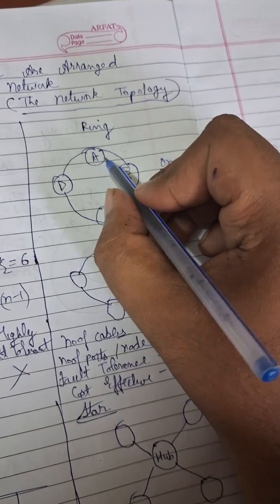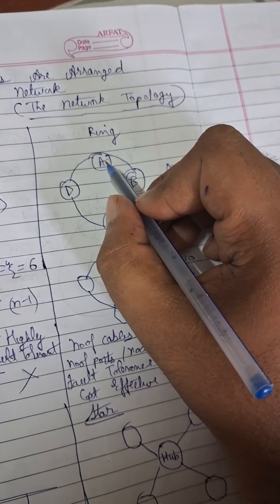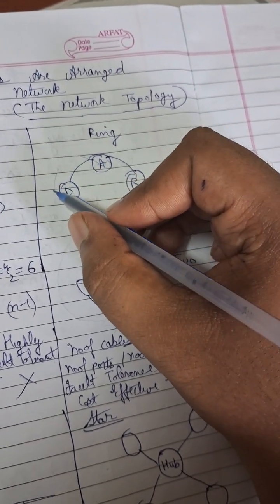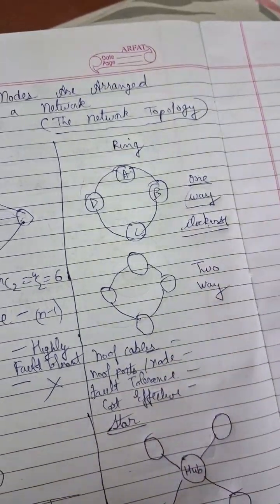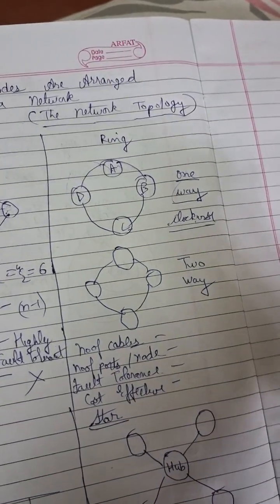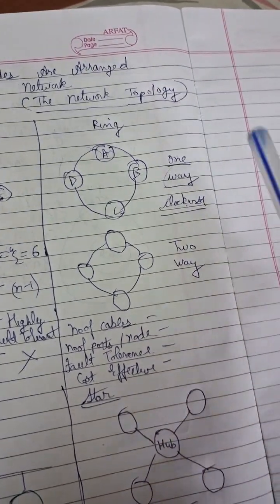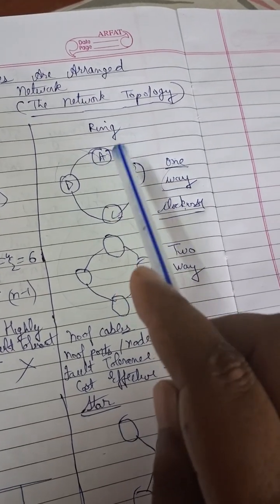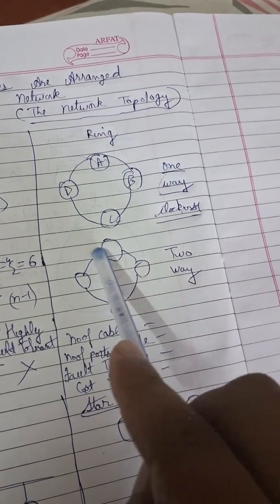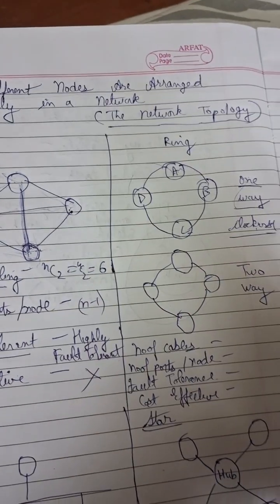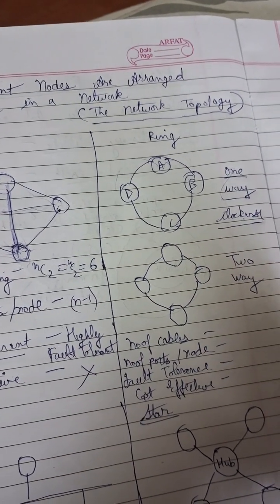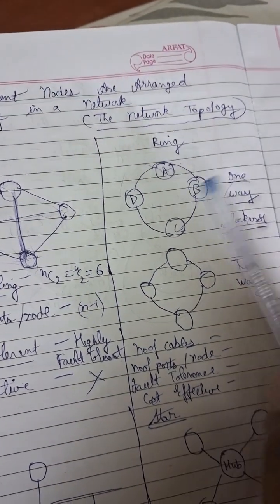We can't move anti-clockwise and say, okay, from A to D we can directly move in an anti-clockwise fashion, no, because it's a clockwise ring. So in a one-way clockwise ring, what will happen? The data packet has to go through different nodes. So we can say, so in a circular fashion.